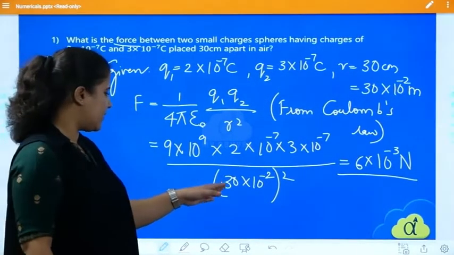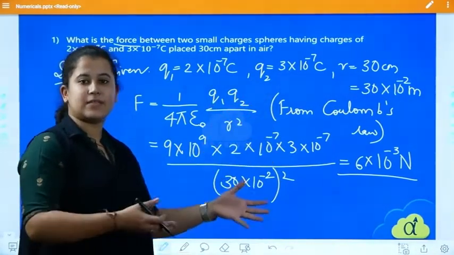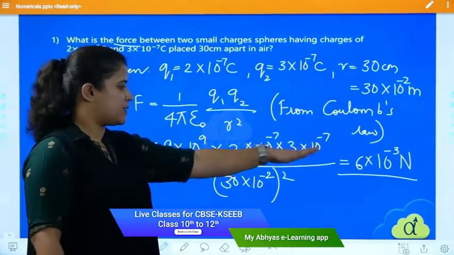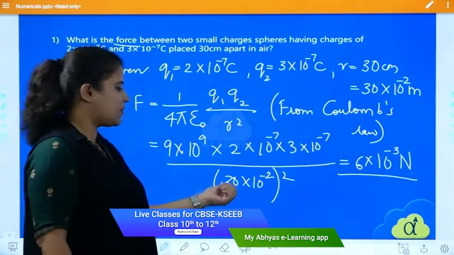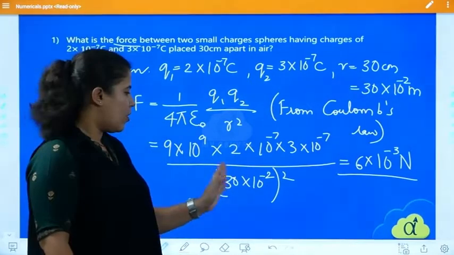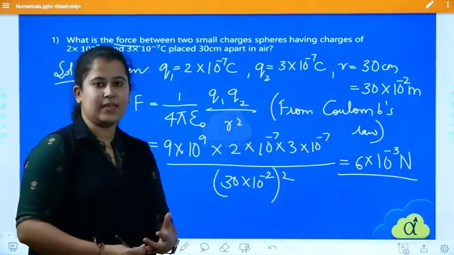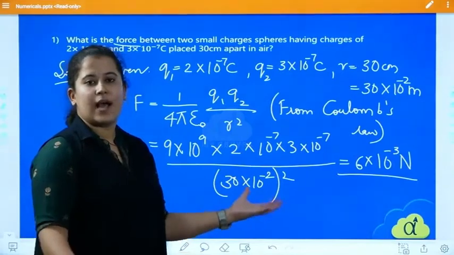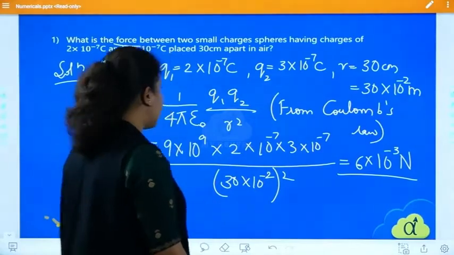Clear? Whenever you take it in the form of powers, you can solve it very easily. As there is multiplication, you have to add the powers: 10 raised to 9, 10 raised to minus 7, 10 raised to minus 7, and here you'll get 10 raised to minus 4, and 900 means 9 into 10 raised to plus 2. So altogether you'll get minus 3, and the value is 6 into 10 raised to minus 3 newtons. If you don't understand, I'll clear your doubt once you ask me. Cleared? So this is about the first problem. Moving on to the next problem, what do we have?